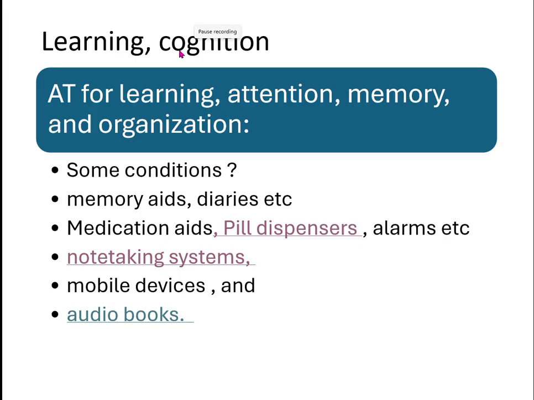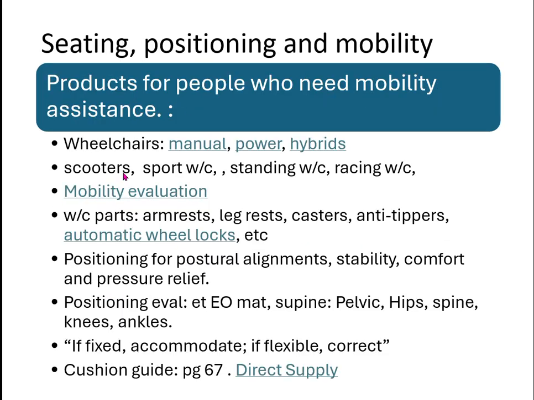Now, seating and positioning. Most therapists are familiar with seating, positioning, and mobility. Whether you work in a hospital, assisted living facility, or a school system, or you work outpatient, most likely you have seen a wheelchair or a cushion or some type of positioning device. And sometimes it's good, sometimes it's bad, sometimes it's really ugly, unfortunately. But having a background in this will probably help you to refresh your memory and then maybe give you some more resources. So those are products for people who need mobility assistance and positioning.